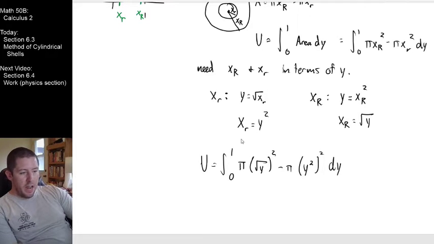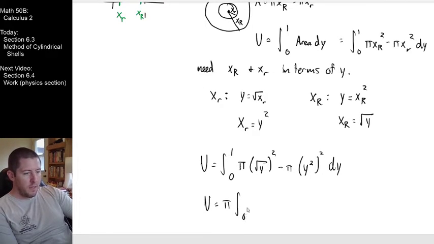We look like we're in pretty good shape. The one thing that's kind of worrisome is that there's a square root, and we're squaring it. We're in polynomial land here. So I'm going to go ahead and factor out pi, because that's just a constant. And it looks like all we've got here is just y minus y to the fourth. That's a pretty dang easy one right here.